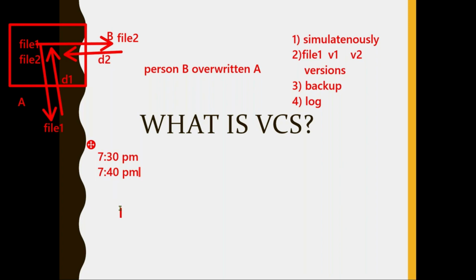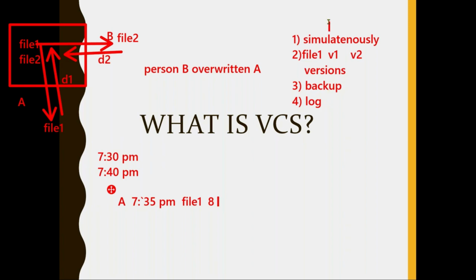But how can we do that? We need detailed logging. We need a system which can tell you that person A made some changes at 7:35 p.m. on file 1 on line number 8. If you have this kind of detailed logging, you could revert the changes at any point of time. Am I correct? So this is another thing which a version control system can do. Version control systems can maintain this kind of detailed logging, which is very important in reality.